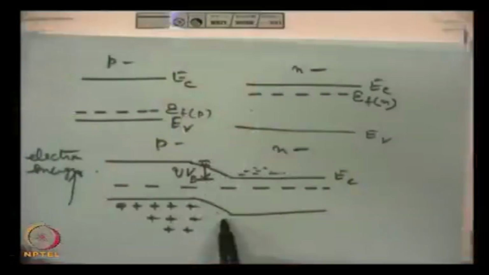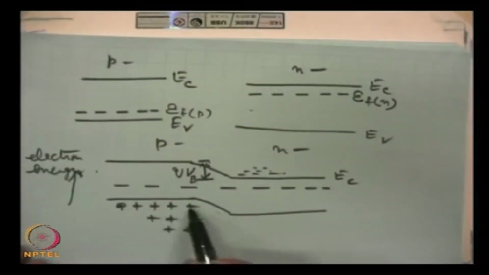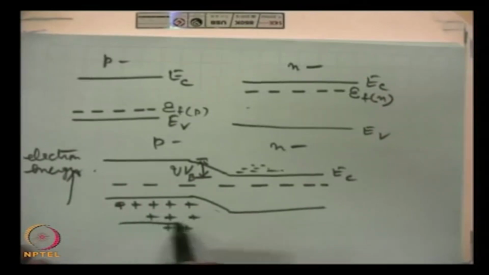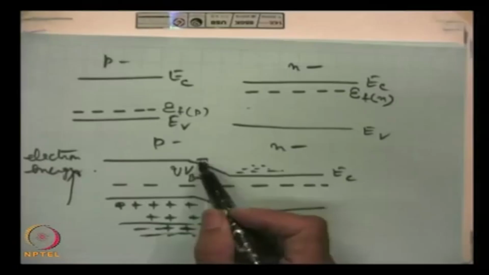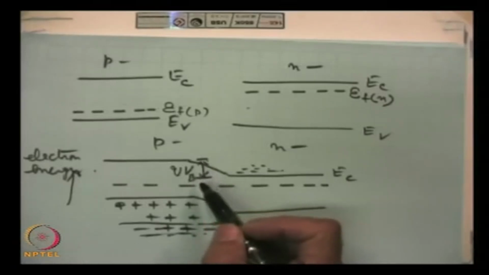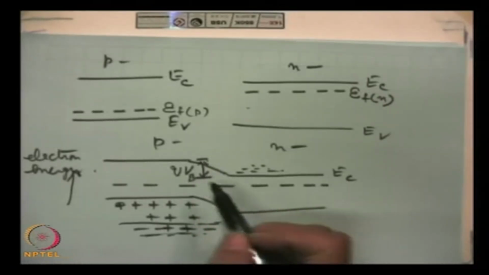So, this is an uphill for holes, and holes also cannot move to the n side. This is the picture of the p-n junction in equilibrium in the absence of any external field. From here, we can find the expression very easily for the built-in voltage, the contact potential as we call it, or the barrier height.